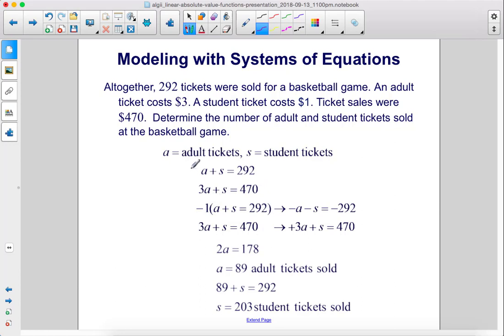So we're going to multiply the top here by negative 1, and that gives us negative a minus s equals negative 292. We'll keep the second equation as is. The s's will cancel. That will give us 2a equals 178. Therefore, a equals 89 adult tickets sold, and then we can plug that value in to the equation, and we get that s equals 203 student tickets sold.